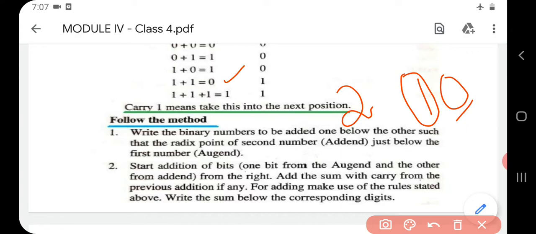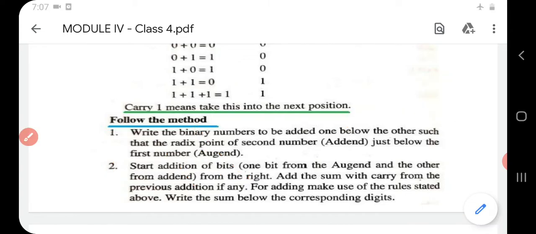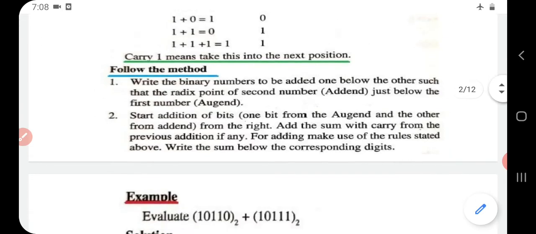Okay, then if you have to add 1 plus 1 plus 1, actually 1 plus 1 plus 1 is 3, right? So the binary equivalent of 3 is 11. So you will have 1 and as a carry you will have another 1. Okay, so that is the rule. So 0 plus 0 is 0, 0 plus 1 is 1, 1 plus 0 is 1, and 1 plus 1 is 0 with a carry 1, and 1 plus 1 plus 1 is again equal to 1 but with a carry 1. So these are the rules, so study it well.